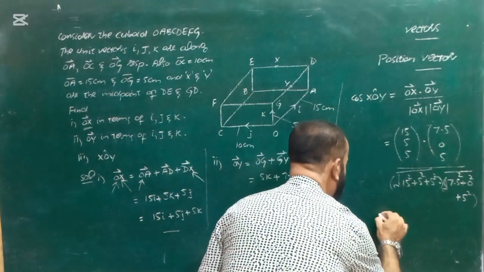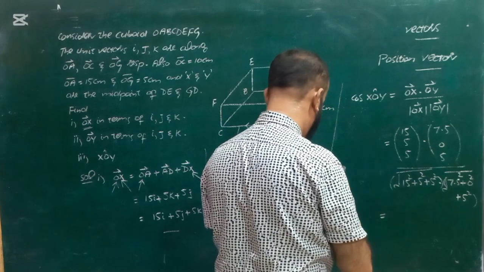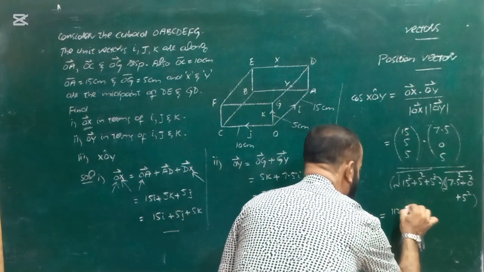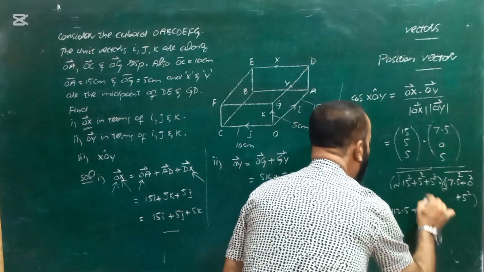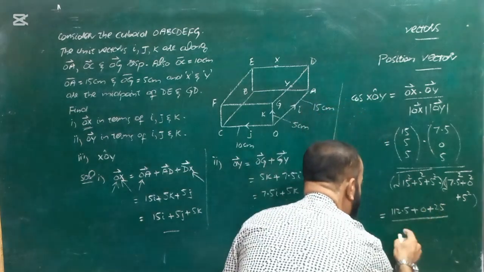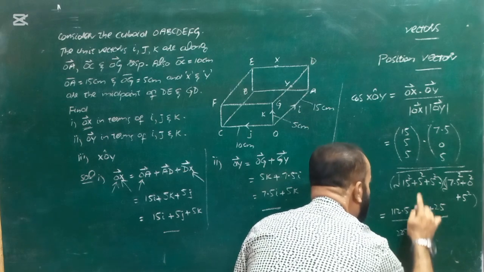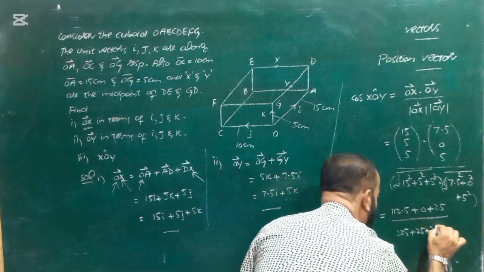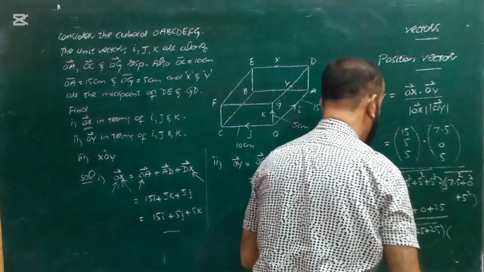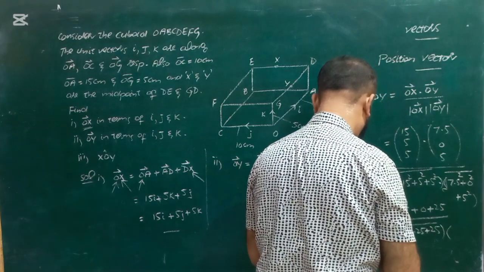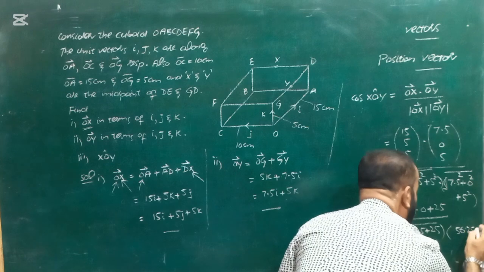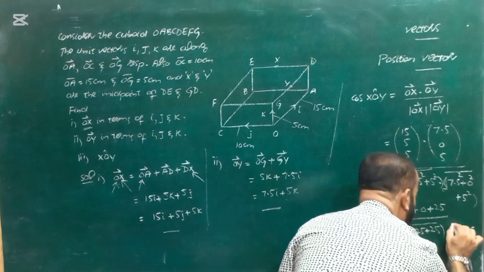Now you will solve it on the calculator. Respective elements will be multiplied. So look now, 15 into 7.5 is 112.5, plus 5 zeros are 0 and 5 fives are 25. And in the denominator you have to take the magnitude of this one. So 15 square is 225, plus 25 plus 25, square root, into 7.5 square, that is 56.25, and plus 5 square 25, square root.